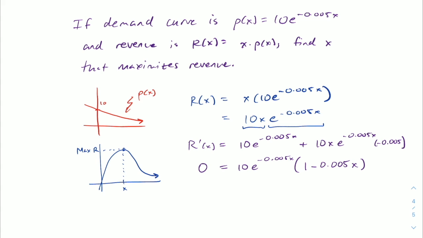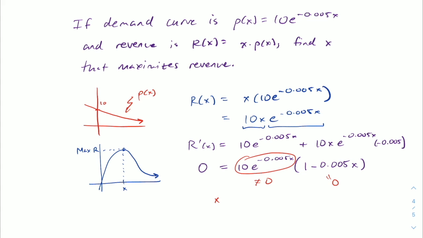This exponential part can never be 0, because the exponential function doesn't cross the x-axis. So if this product is 0, if we have this exponential function times 1 minus 0.005x equaling 0, this second part must be 0. And this is what's going to give us x, the x that maximizes this function.